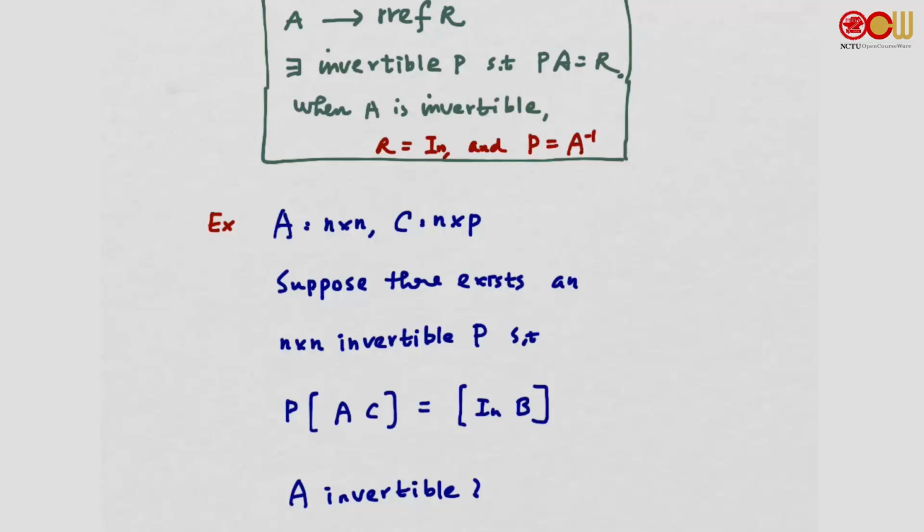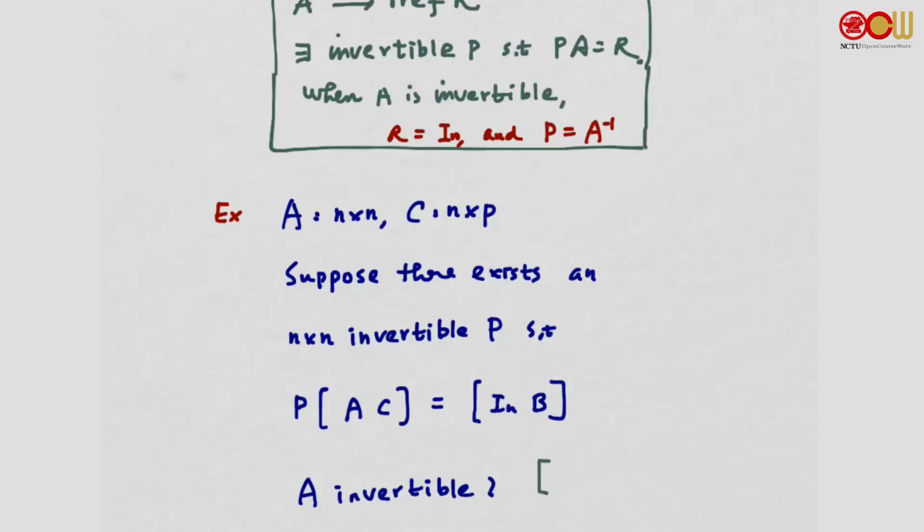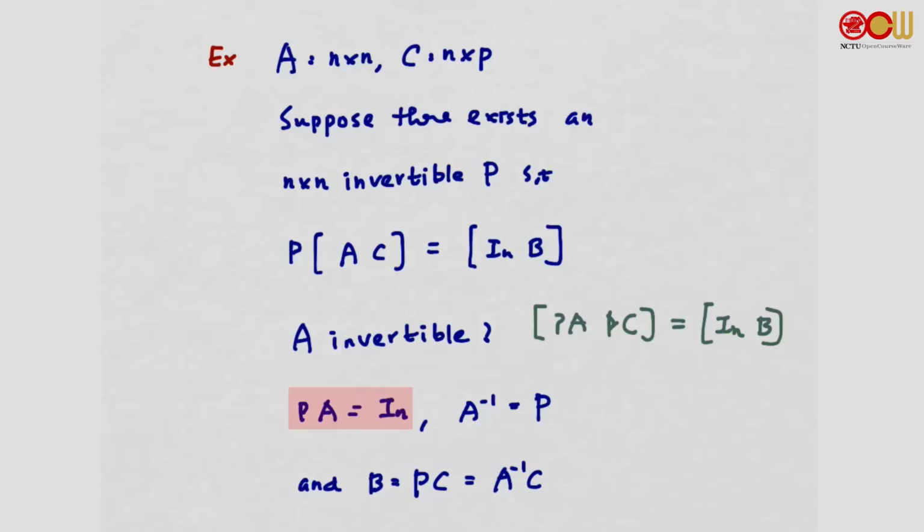Let's first write down what we know. The left hand side becomes PA and PC, and the right hand side is still the identity and the B. So we have PA equal to the identity and PB equal to PC. If PA equal to identity, what does this mean? That means A has an inverse and the inverse is equal to P. And if P is equal to A inverse, B, which is PC, would then become A inverse C.